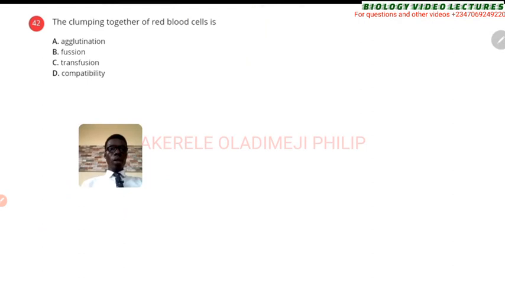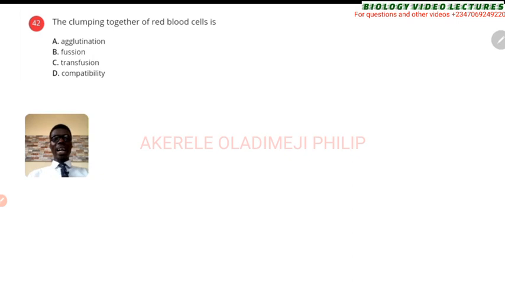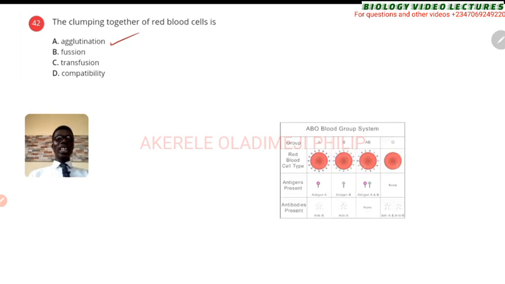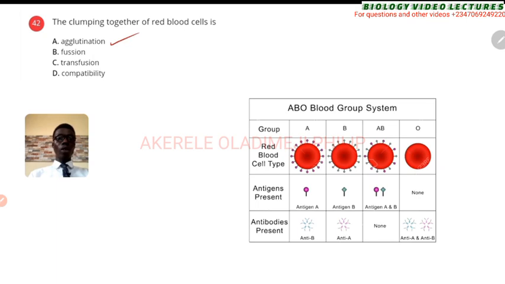The clumping together of red blood cells is called agglutination. This question is just like what we just finished solving. Let me give you an example. From what I just explained, the donor is up here, the recipient is down here. Say this person is blood group A, which has antigen A outside and antibody B inside. And this person is blood group B, which has antigen B outside and antibody A inside.